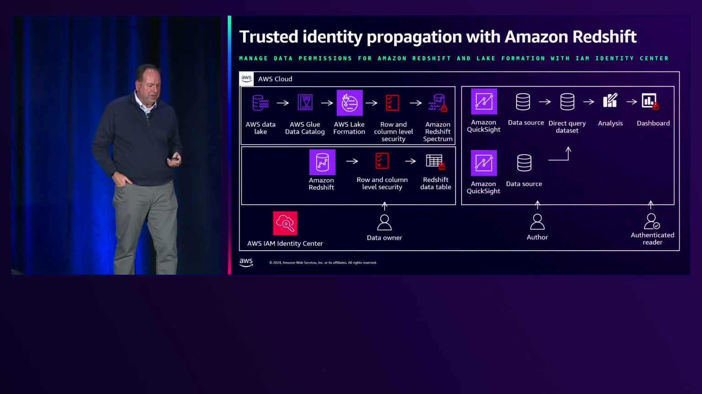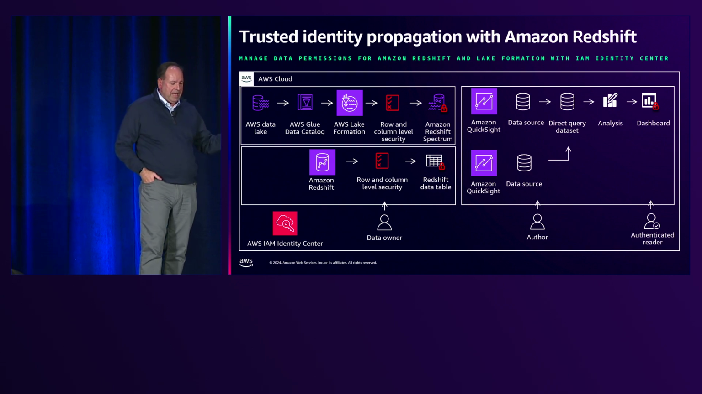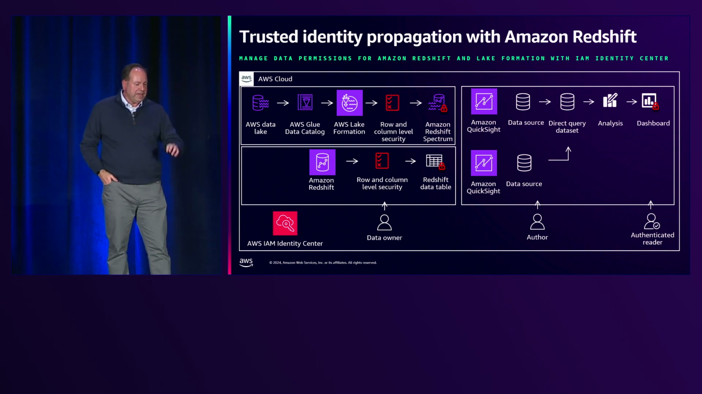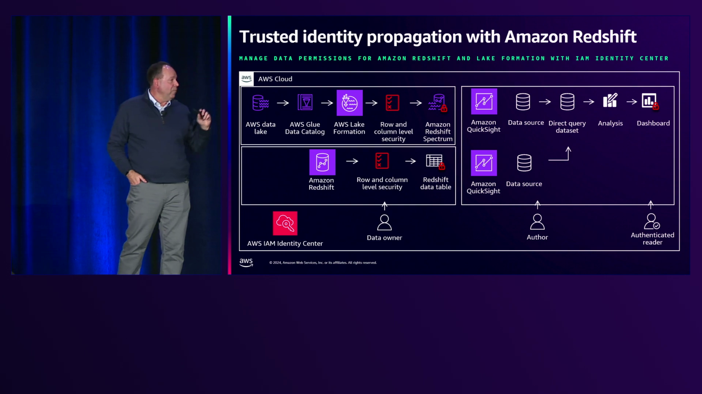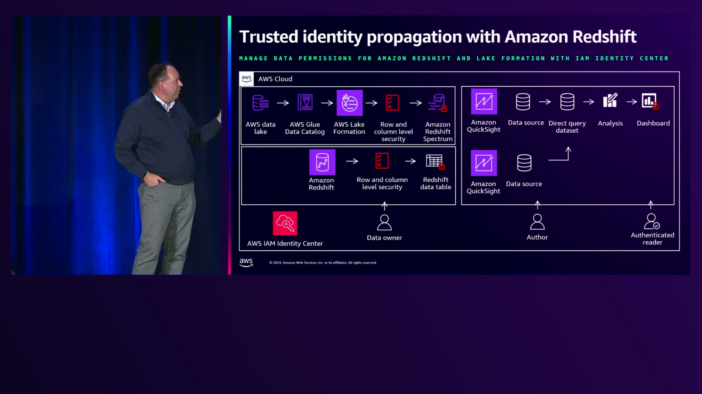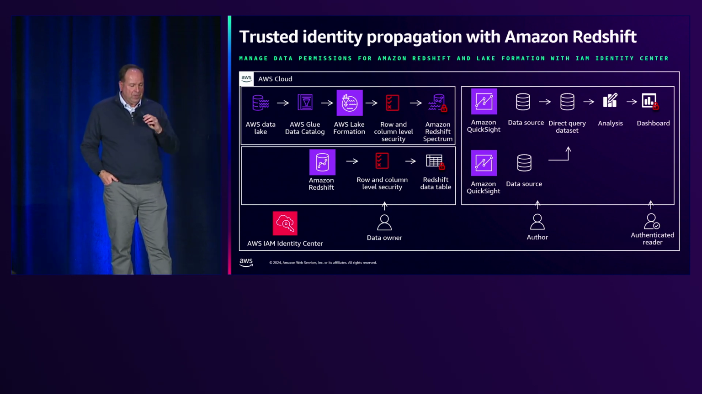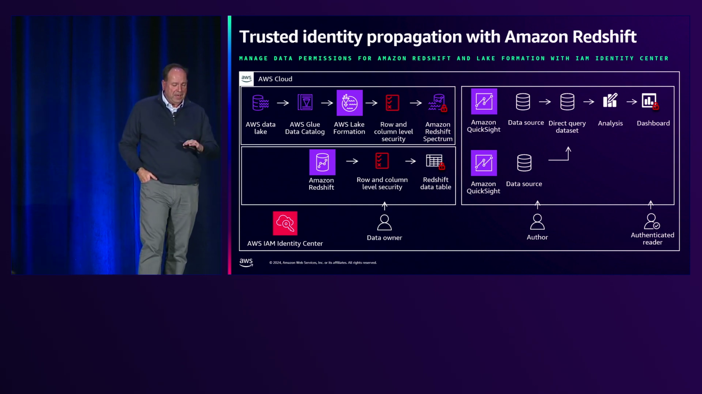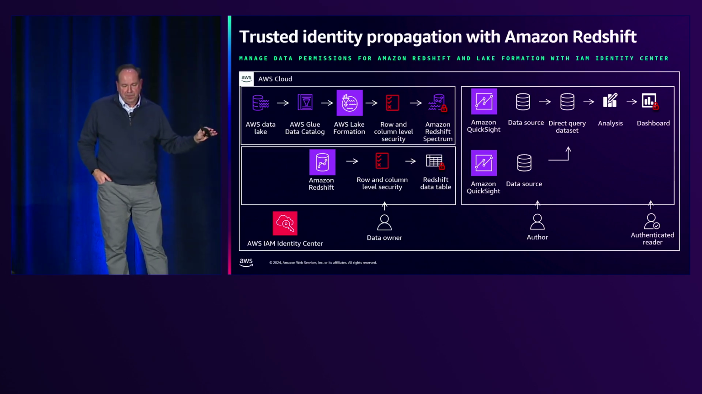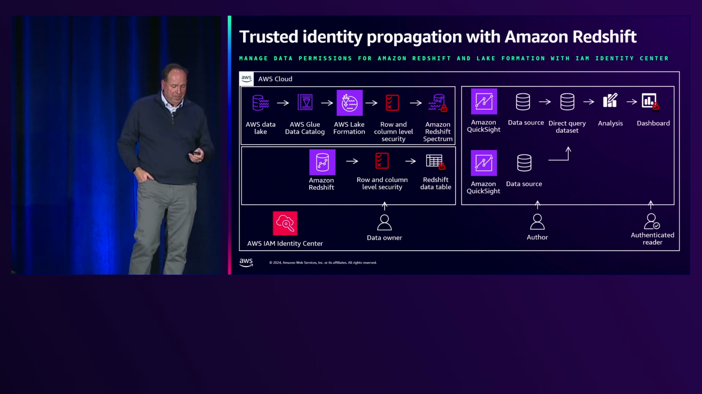Just really quickly, this is a diagram that shows that playing out in action. Of course, you have your data owners. They're responsible for defining row and column level security in these systems of record, whether it's AWS Lake Formation or Amazon Redshift. Then the user who's authenticated at the dashboard level, their identity is passed all the way down into those source systems, and whatever rules are defined at the source system are respected for that user.